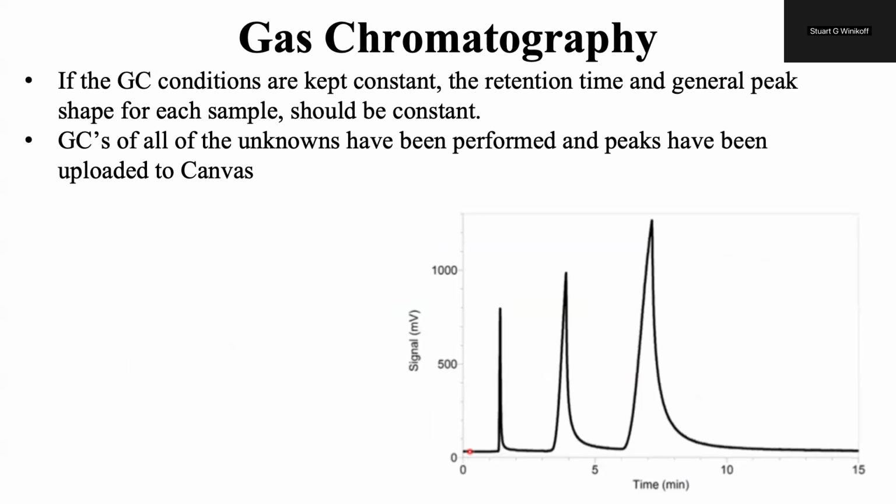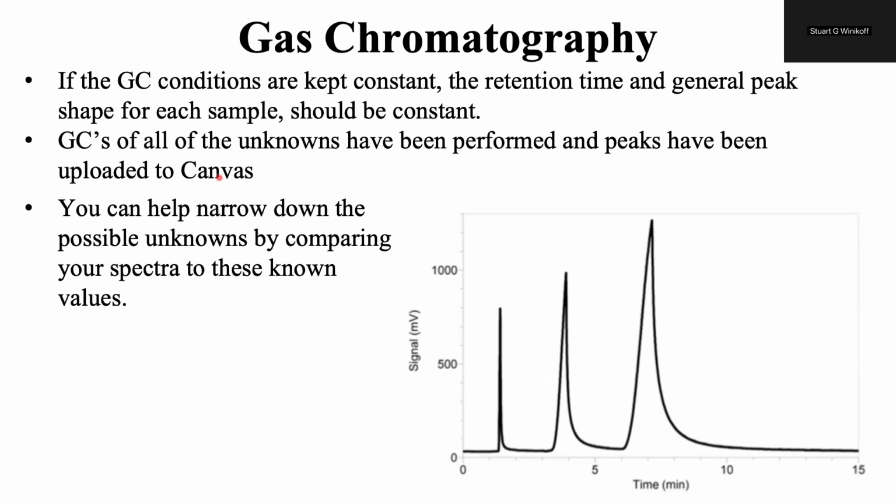Now, an important feature is if the GC conditions are kept constant. So if you use the exact conditions we specified in the manual, the retention times and general peak shape for each sample should be relatively constant. And we uploaded GC retention times for all of the unknowns on Canvas. So you're going to want to consult the Canvas retention times, which will also be present in lab, to go ahead and see where your retention time matches best with the one provided.